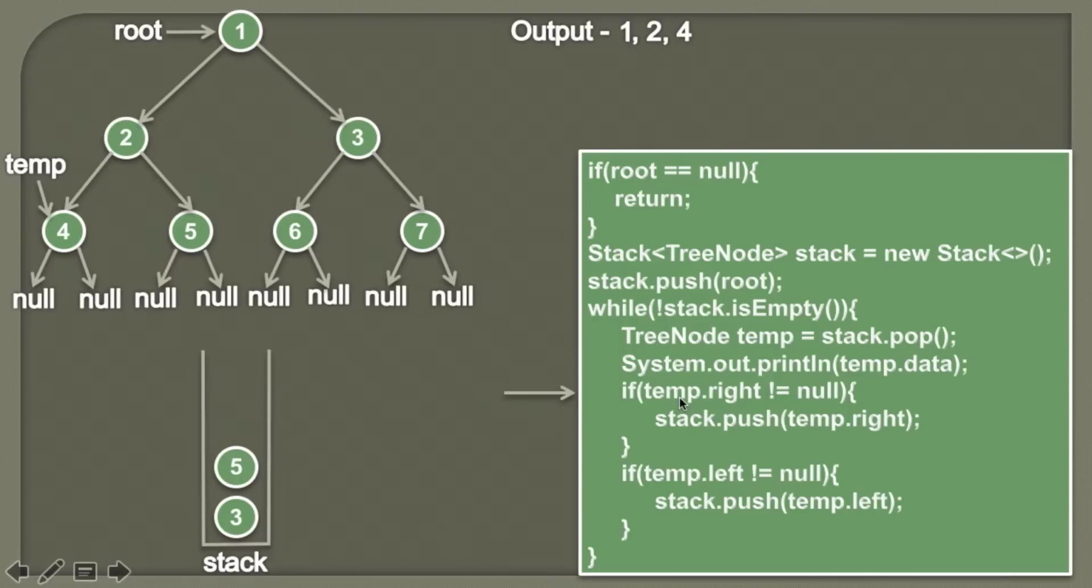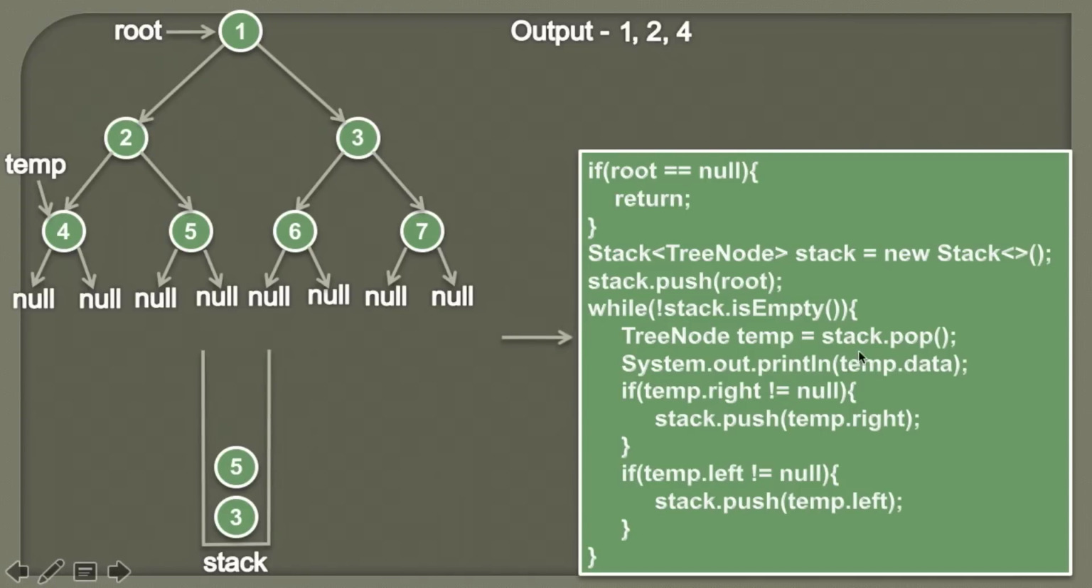and then we'll simply check whether temp right is equal to null or not. So currently temp right is equal to null. Therefore the condition in if block comes out to be false. And then we'll check whether temp left is equal to null or not. So here you can see temp left is also equal to null. Therefore the condition in if block comes out to be false. And then again in while loop we'll check whether stack is empty or not. So currently you see stack has 2 nodes, therefore it's not empty. So the while loop executes.